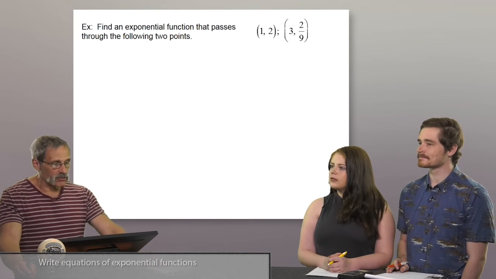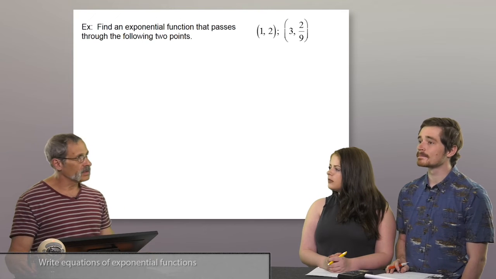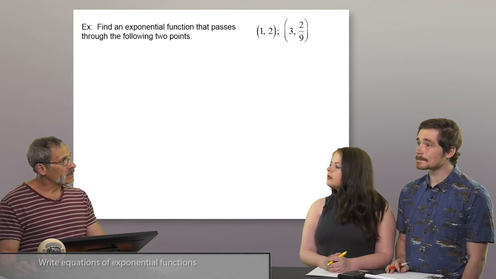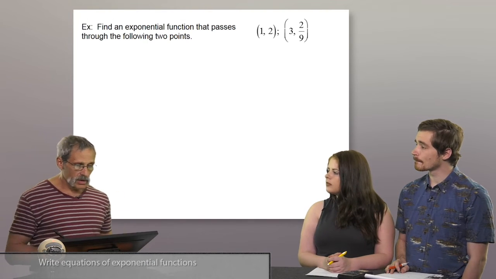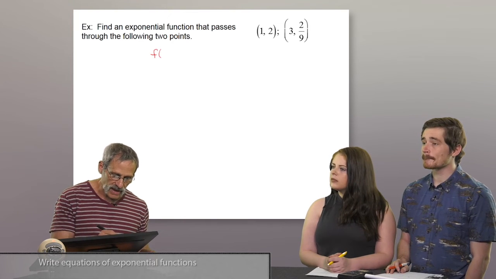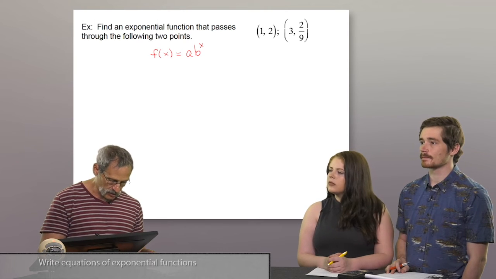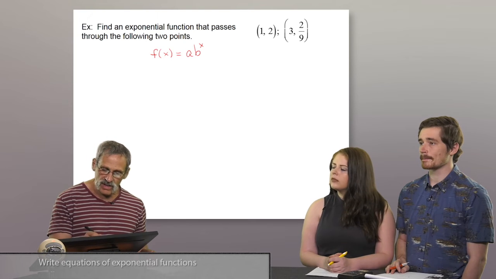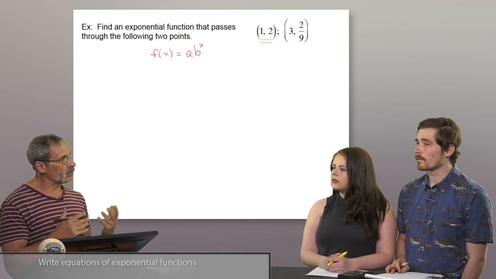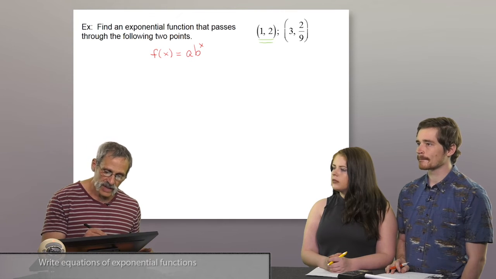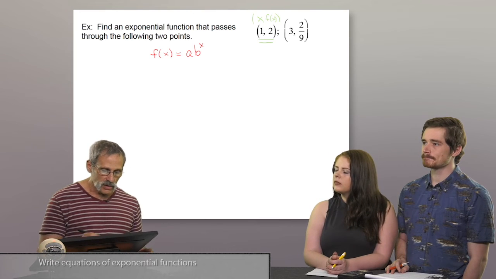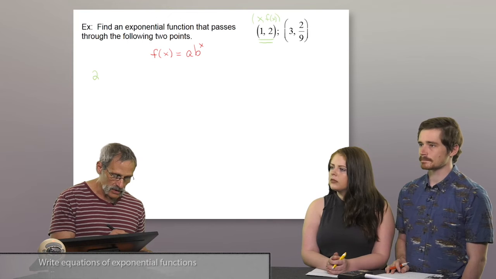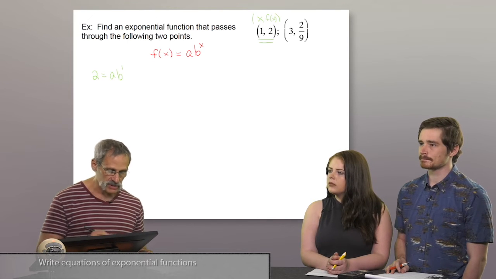Let's go ahead and find an exponential function that passes through the following 2 points, (1, 2) and (3, 2/9). Now notice neither point is in the form of (0, a). So the first thing I'm going to do is write f of x is equal to a times b to the x. And I'm going to start by just taking each point separately and substituting it into the formula. And again, here's the x value, here's the f of x value. So when I do this, f of x is 2. This is equal to a times b to the first.